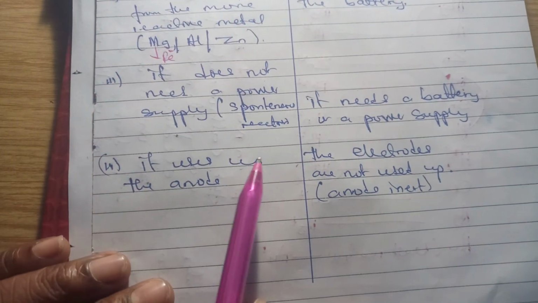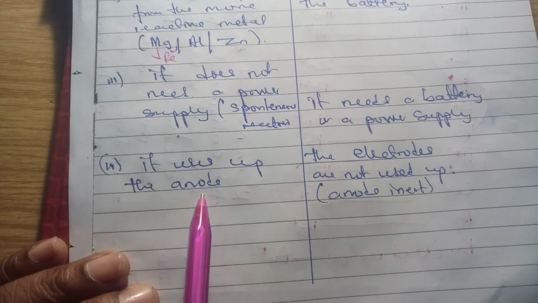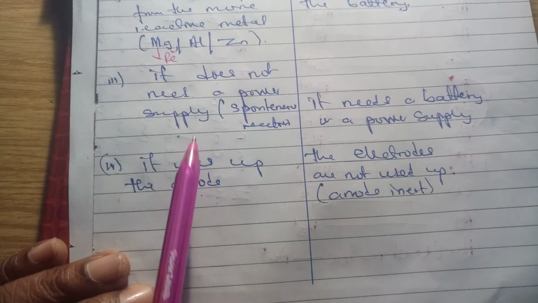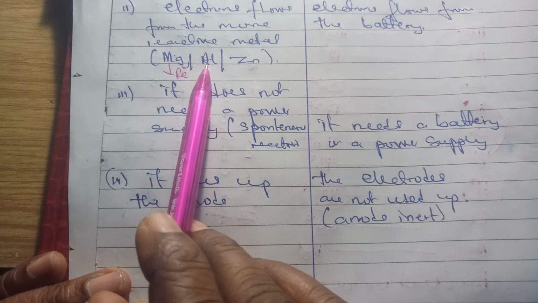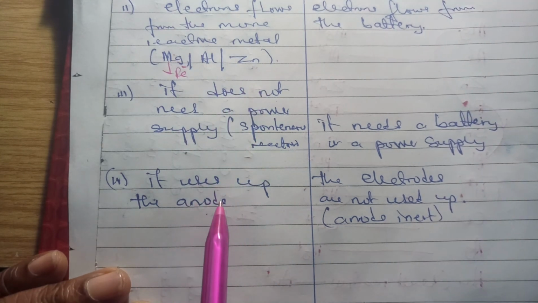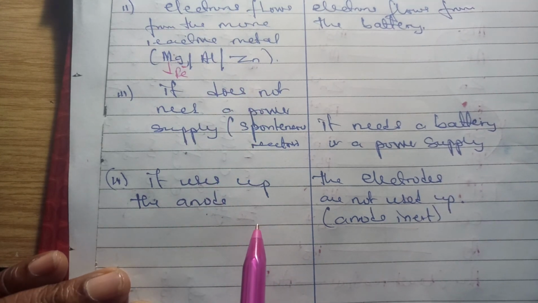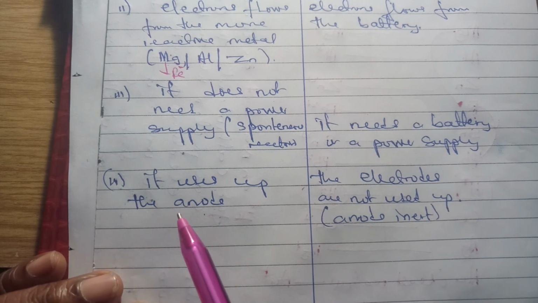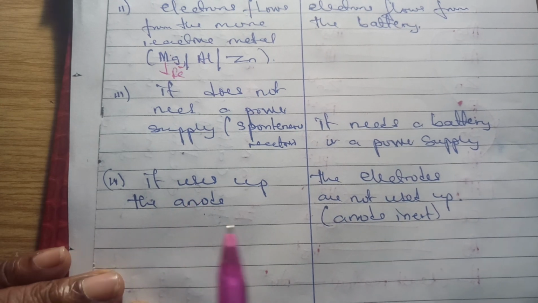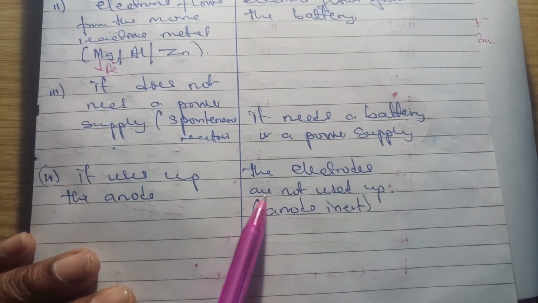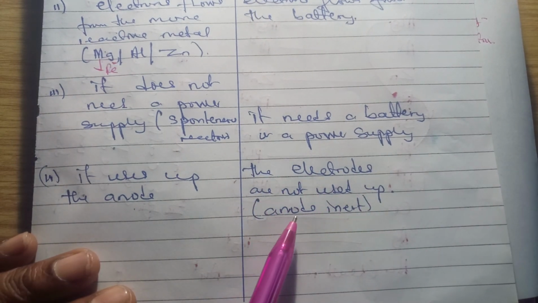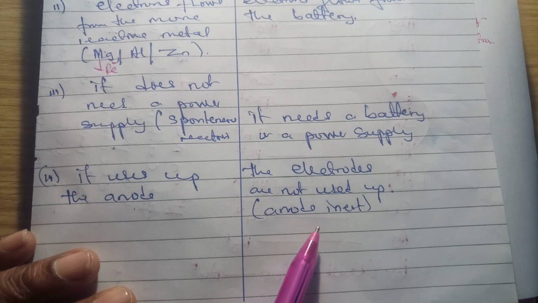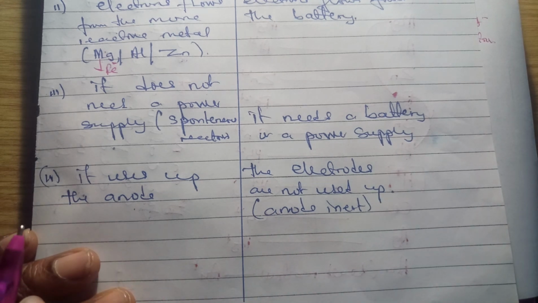And the last one is, sacrificial protection uses up the anode. The anode, be it magnesium, aluminum, or zinc, is what is used up, right? So it needs to be periodically replaced. After some time, you need to replace the anode, right? In cathodic protection, the electrode is not used up, right? Because the electrode is an inert anode, right?